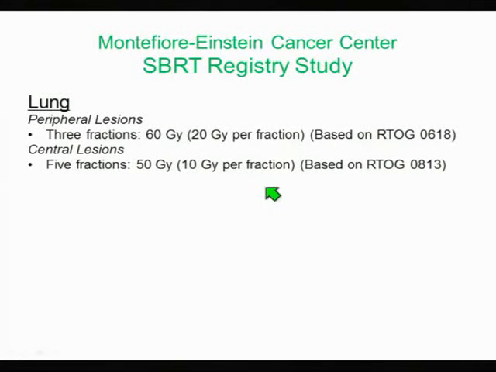Let's talk about the lung. At this point, we have two protocols. We follow RTOG 0618 for peripheral lesions, 3 fractions, 20 gray per fraction, and RTOG 0813 for central lesions, 5 fractions with 10 gray per fraction.